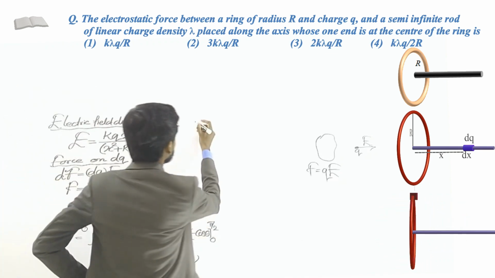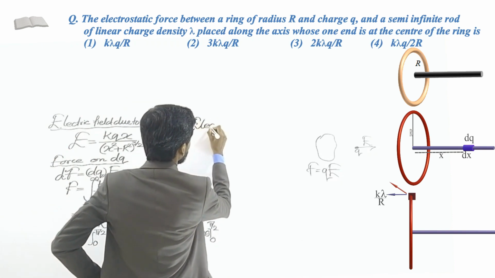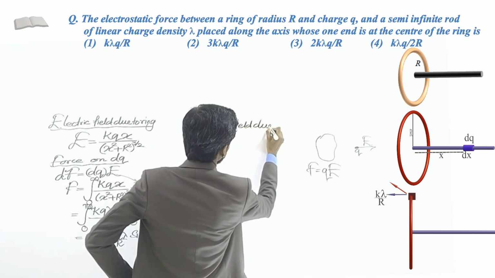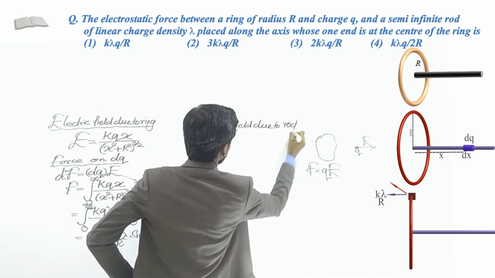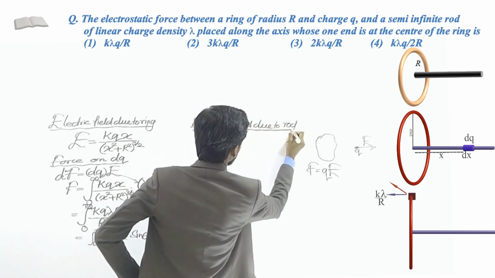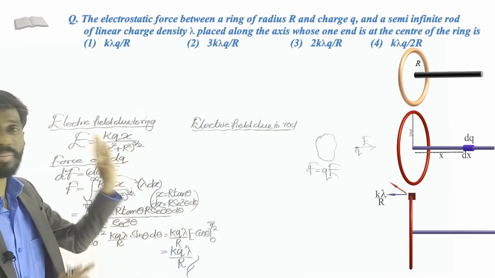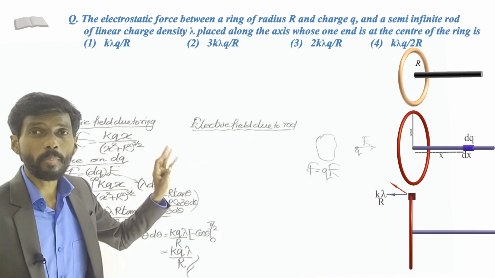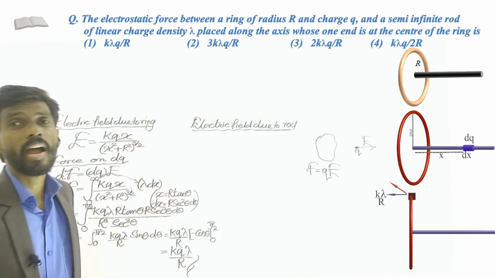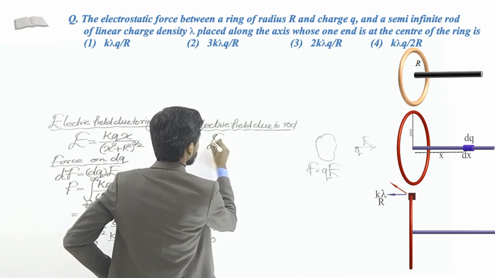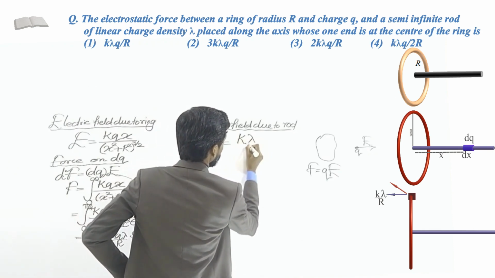Alright, so let us find the electric field due to the rod. That is a semi-infinite rod. So we know the electric field due to a semi-infinite rod. It makes an angle of 45 degrees with the horizontal. It has two components, one in the vertically upward direction and one in the horizontal direction. So the electric field here is E equals k lambda divided by r.